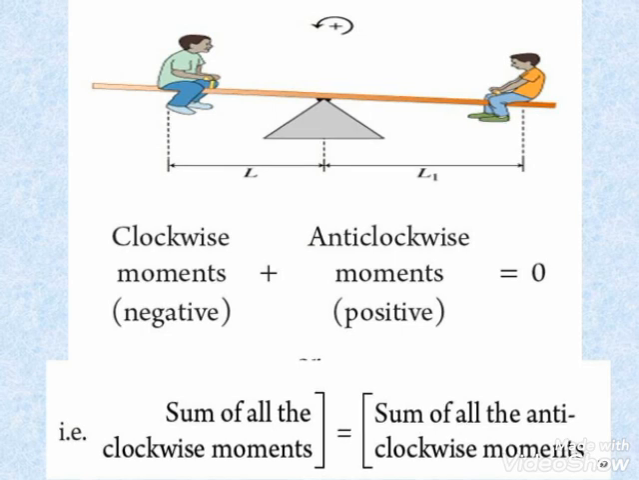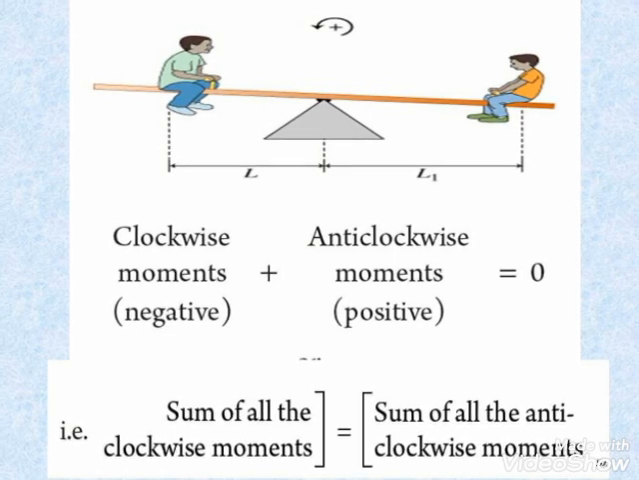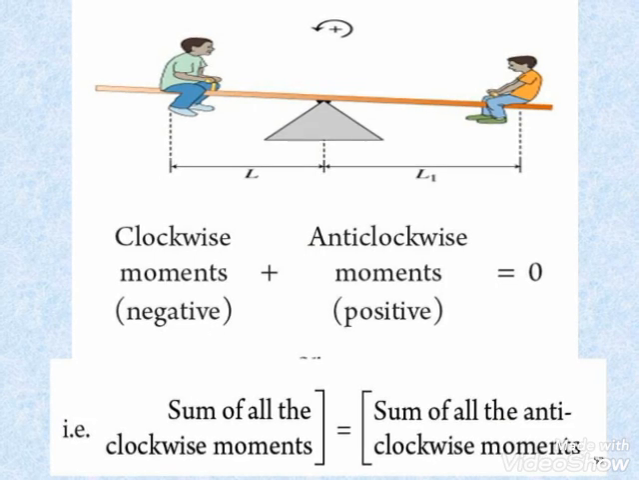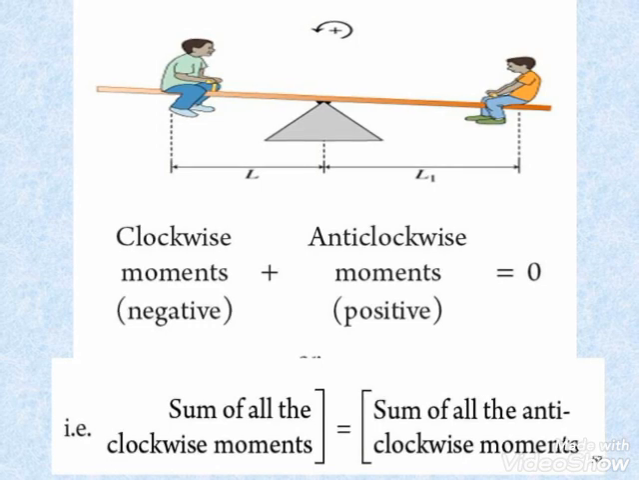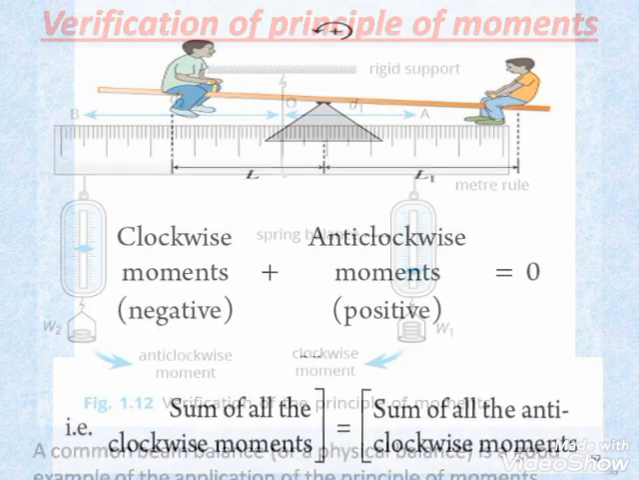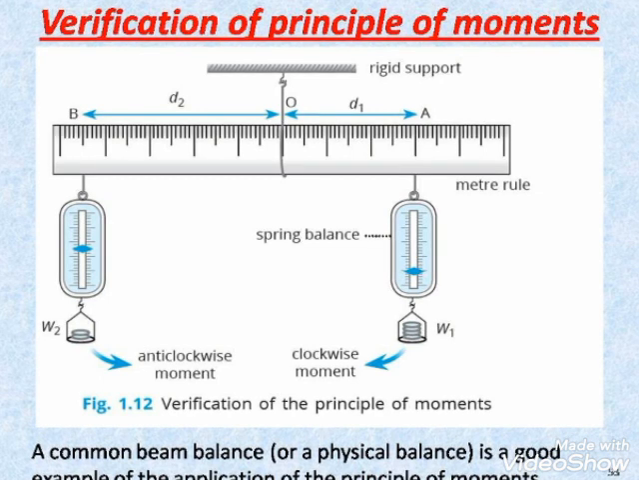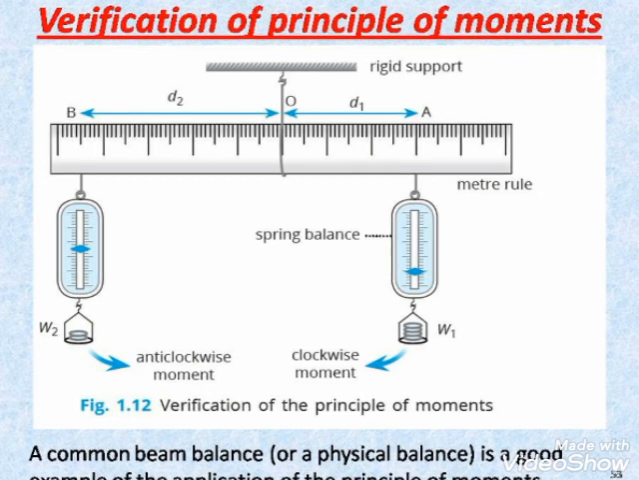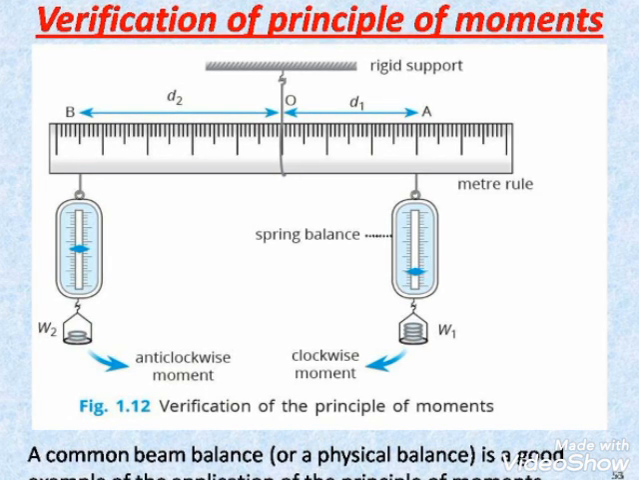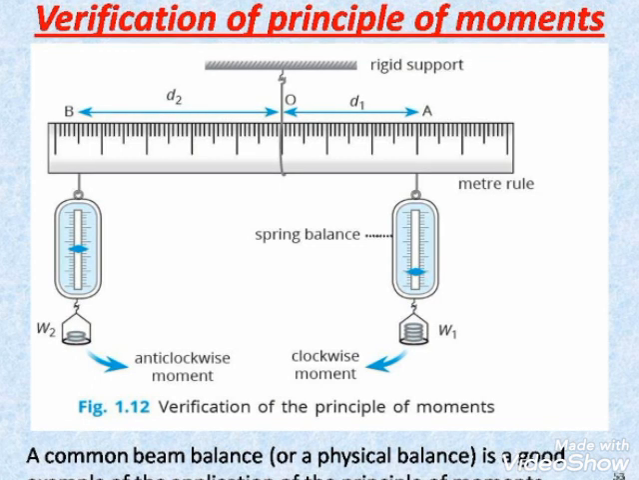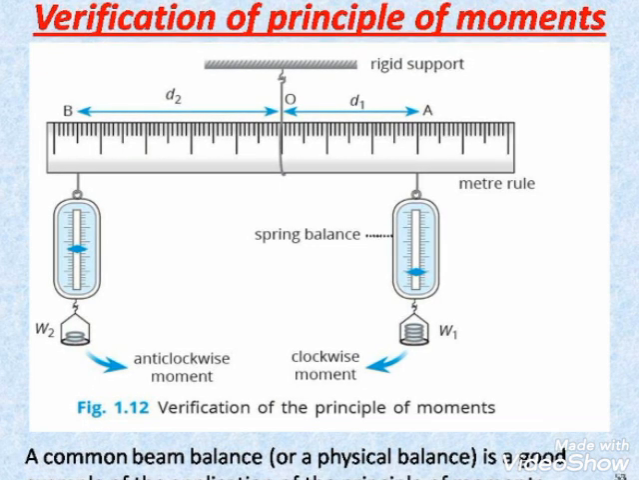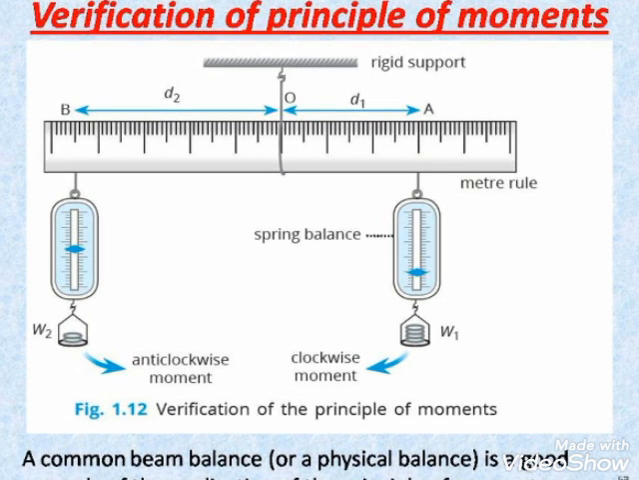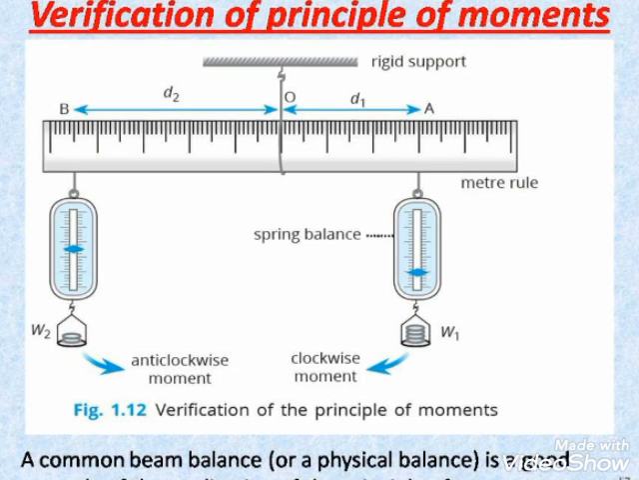For example, in a seesaw with two boys sitting at two different places at opposite ends, the clockwise moment produced by one boy will be equal to the anti-clockwise moment of the other boy. In a common balance, as in your day-to-day life, we can verify the principle of moments. We suspend a meter rule and place two spring balances at two different distances. Let us say OA is equal to D1 and OB is equal to D2. W1 into D1 will be the moment produced by W1, and W2 into D2 will be the moment produced by W2.